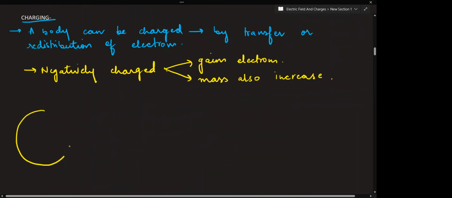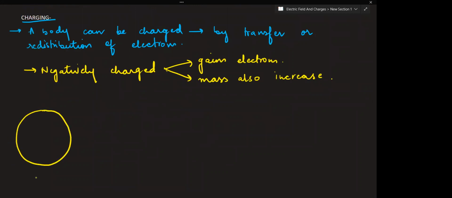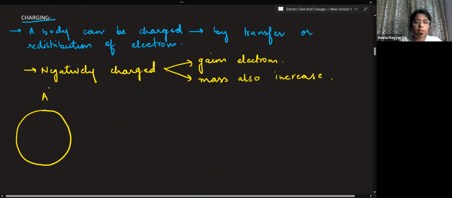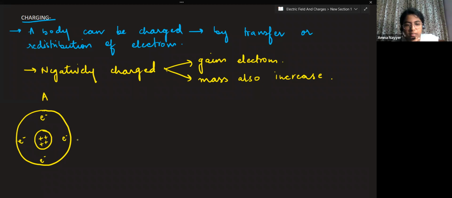Right. Okay, before you write this charging part, let me ask you one thing. I have this body, let's say this is some body A. So this is the nucleus. It has 4 unit positive charge and it has these many electrons in the outermost shell. So see, what is the net charge on it? All of you should respond in the chat box at least if you are unable to unmute yourself.